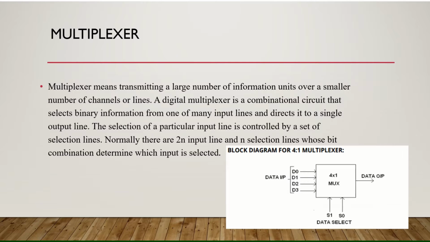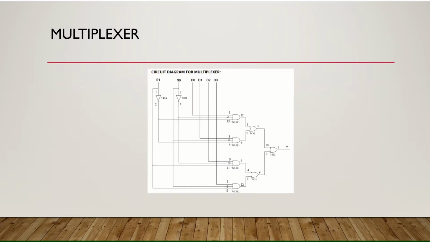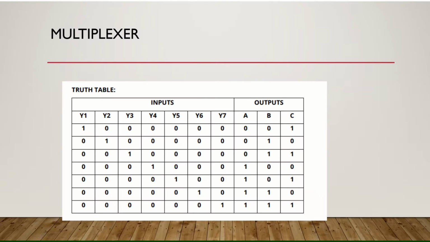The selection of a particular input line is controlled by a set of selection lines. Normally, there are 2^n input lines and n selection lines whose bit combination determines which input is selected. This is the block diagram for multiplexer, and here's the circuit diagram for multiplexer. This is the truth table.